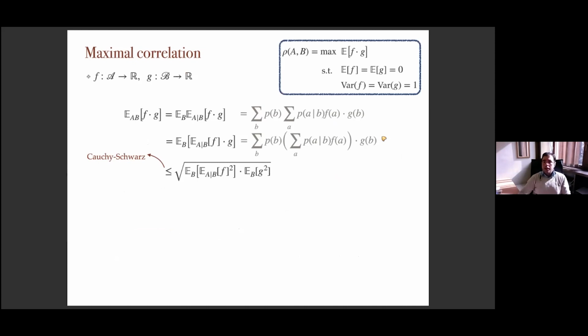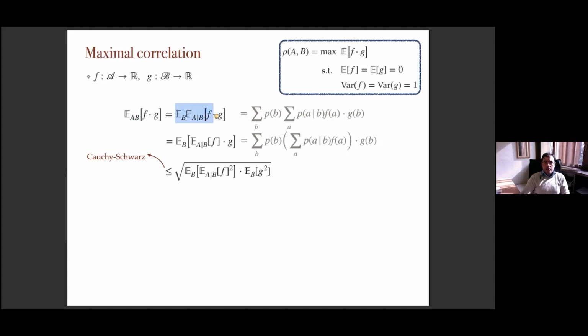Okay. Now, in this slide, I want to give you another formulation of this maximum correlation. So suppose I have these functions f and g as before. In this definition of maximum correlation, I have the expectation of fg. I want to rewrite this expectation of fg, which is an expectation over my random variables A and B, in this form. I first fix B and then take the conditional expectation of A given B, and then take the average over the choice of B. Okay.